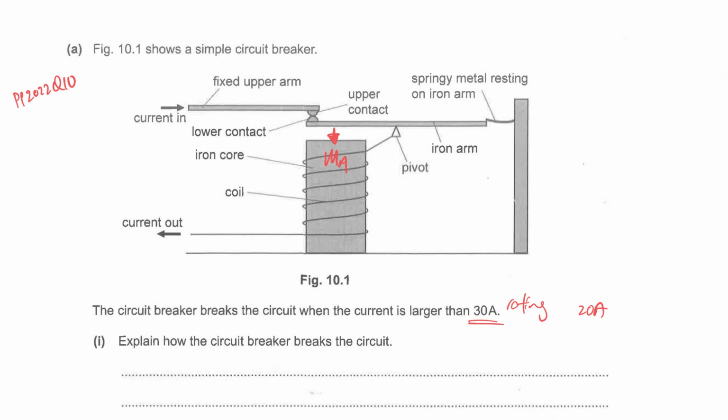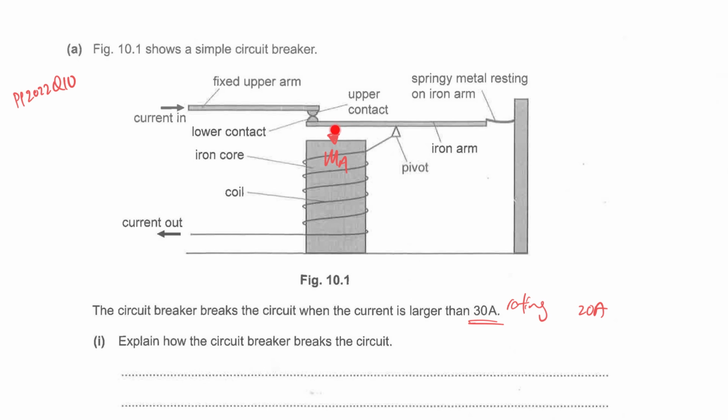Next, let's talk about the springy metal, and indeed, this is part of the question: what's the purpose? Now, you have to understand that the iron arm has to be maintained in this position so that the upper and lower contact must be touching each other, so that when the current is within the limit, let's say 20 ampere, this has to be in contact to allow the current to flow through, allow the appliances to work.